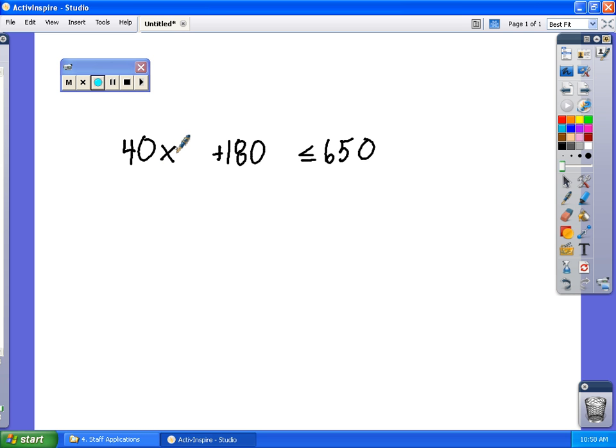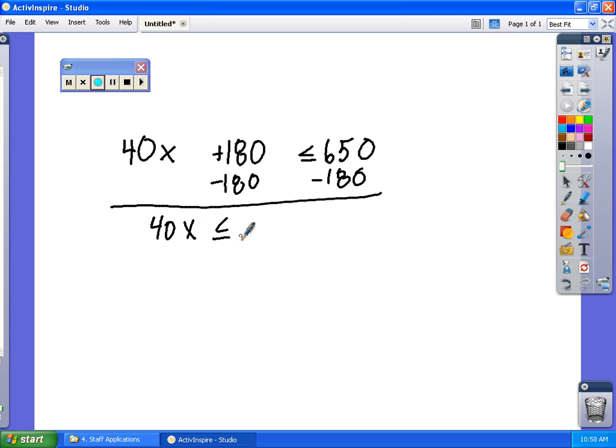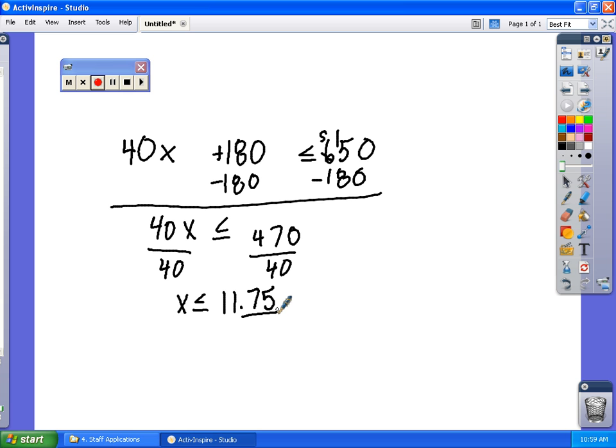So here is your inequality, and we're going to subtract 180 from both sides. And last, we're going to divide both sides by 40, which means X is going to be less than or equal to 11 3/4. So if you want to know what is the complete files, well, 0.75 isn't a complete file, so it would have to be B, 11.